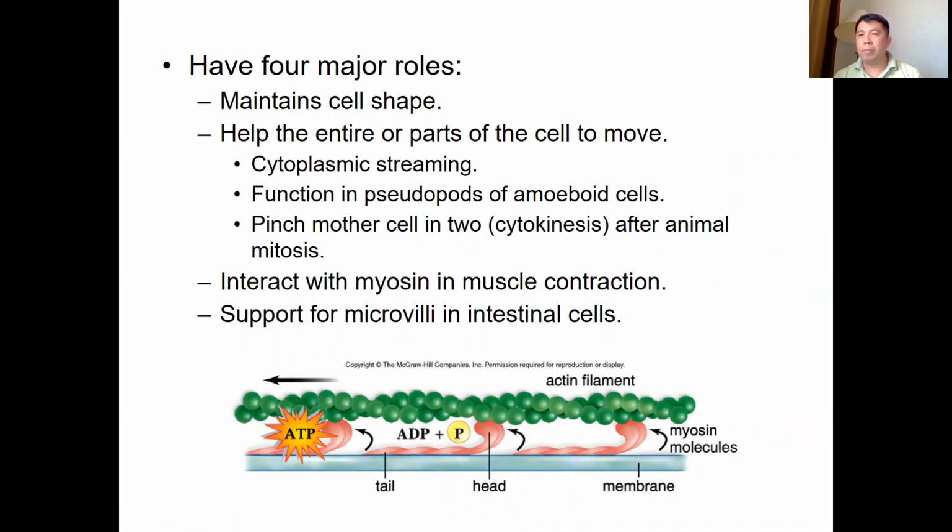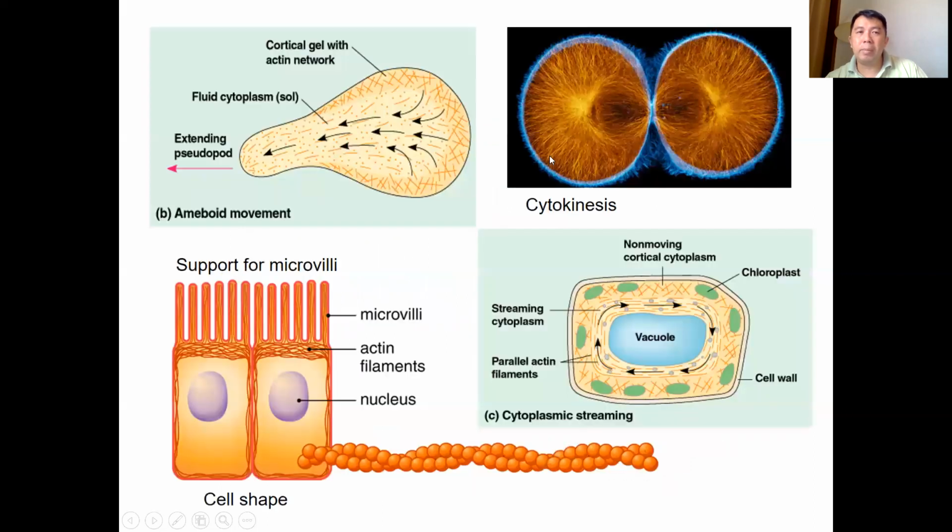And then they have different roles. Actin filaments help the entire cell or part of the cell to move. For example, the amoeba wants to form a pseudopodia, to move from one place to another. This is helped by the actin filament. Cytoplasmic streaming, the pseudopod, pinching the cell into two during cytokinesis, interacting with myosin in muscle contractions, which you will study next semester, and support for microvilli in intestinal cells. All this is related to the actin filament.